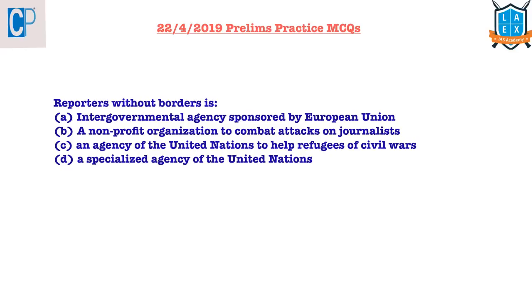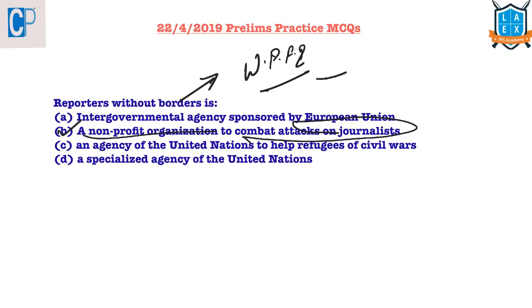The next question is, Reporters Without Borders is a non-profit organization to combat attacks on journalists. So the answer here is B. And it is this non-profit organization which releases the World Press Freedom Index. In this World Press Freedom Index, India is ranked 148th out of 180 countries.